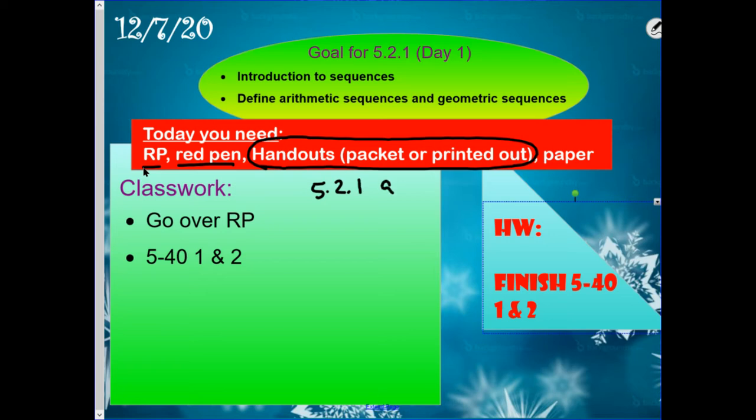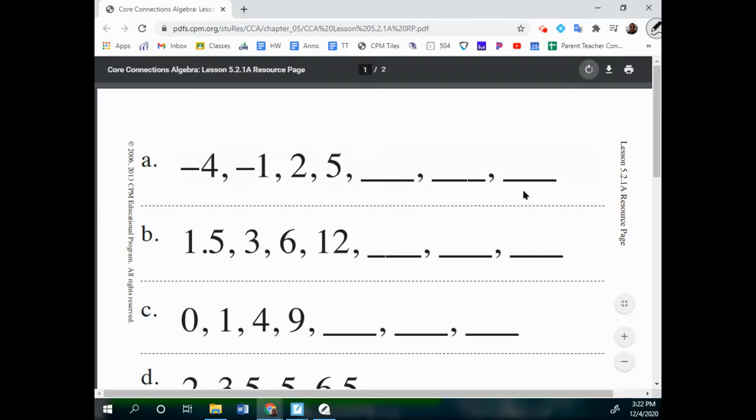Okay, so if you got the packets, you should have gotten a series of handouts in the packets. Right now, all I'm looking for is the one that has a series 5.2.1A resource page, okay? And it is going to be 2 pages. Let me show you what it looks like so that you can see exactly what you need. It is also on this assignment, so you can print it out. It looks like this, okay? So you do need to print these 2 pages out and have them ready to go.